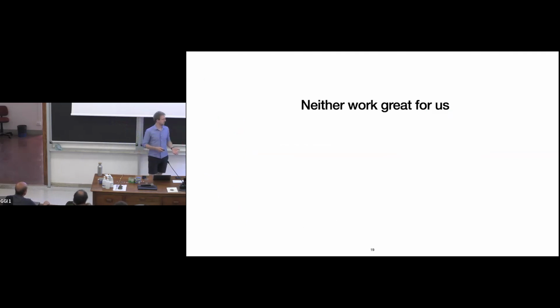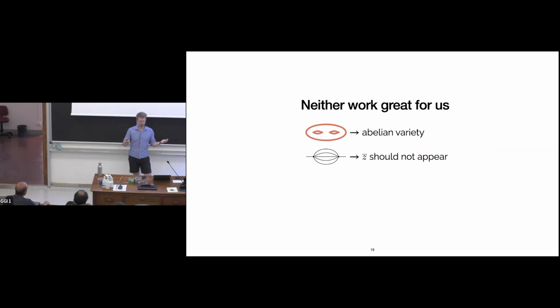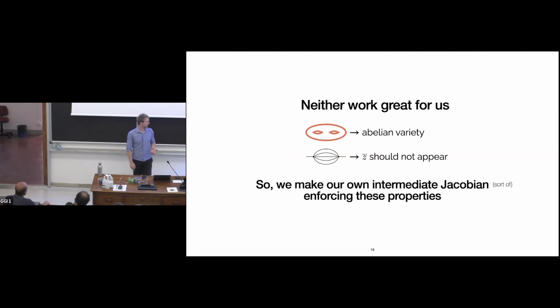So neither of these actually work for us, because first of all, to match to a curve, we want an abelian variety, and due to us having to deal with a Feynman integral, we only want Z and not Z bar to appear. So as a solution, we just make our own, which enforces these two properties.